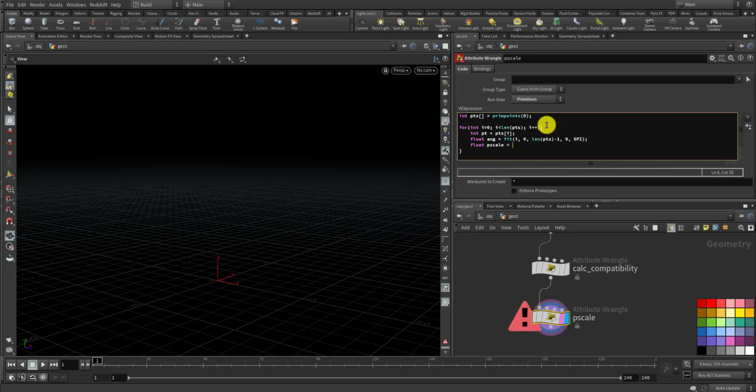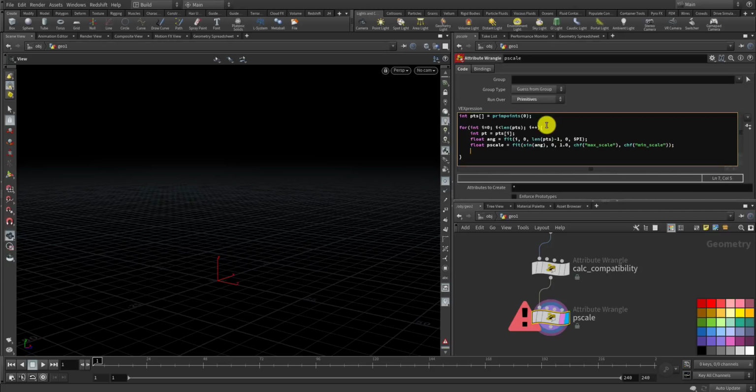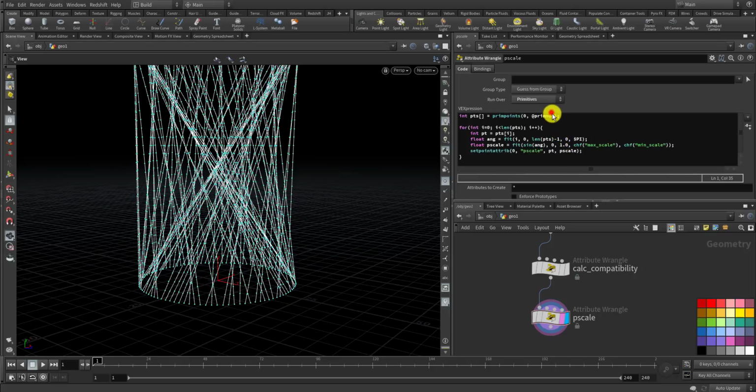make a p scale value using another fit to fit the sine of the angle, which is between 0 to 1, to, let's make a parameter here, a max scale and min scale. Right, then set point attrib to p scale, @pscale. Right, oops, okay, gotta set the primitive index here. Prim num.